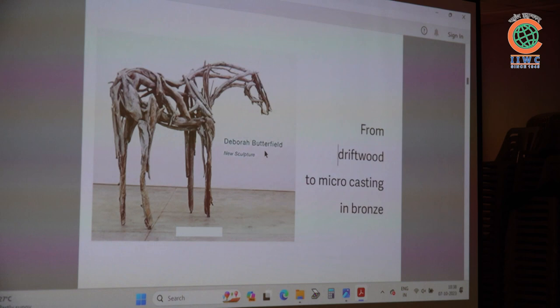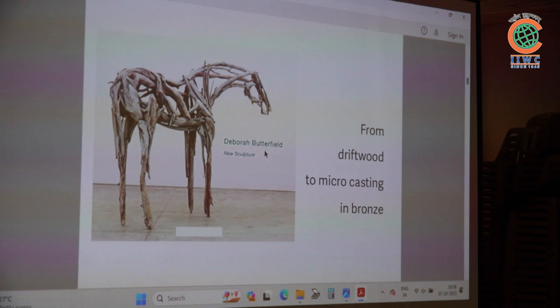Since she is an artist who had a command over drawing, she could draw the horse meticulously and bring the same shape with the driftwood. She assembled this and brought the shape of the horse. Here you can see the horse, but she didn't leave it at that. After that, this has been cast in bronze, and it's called micro casting in bronze.